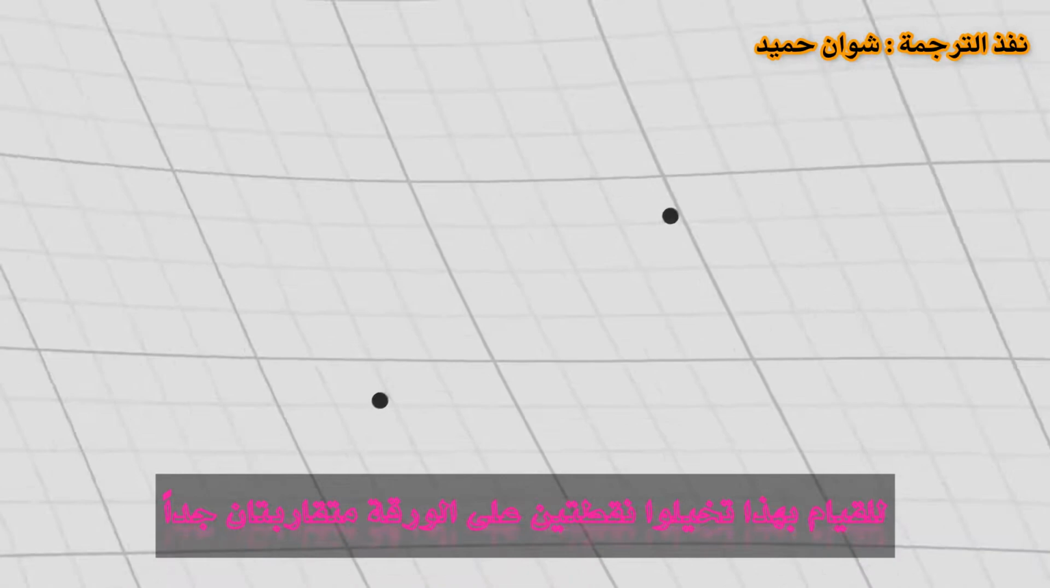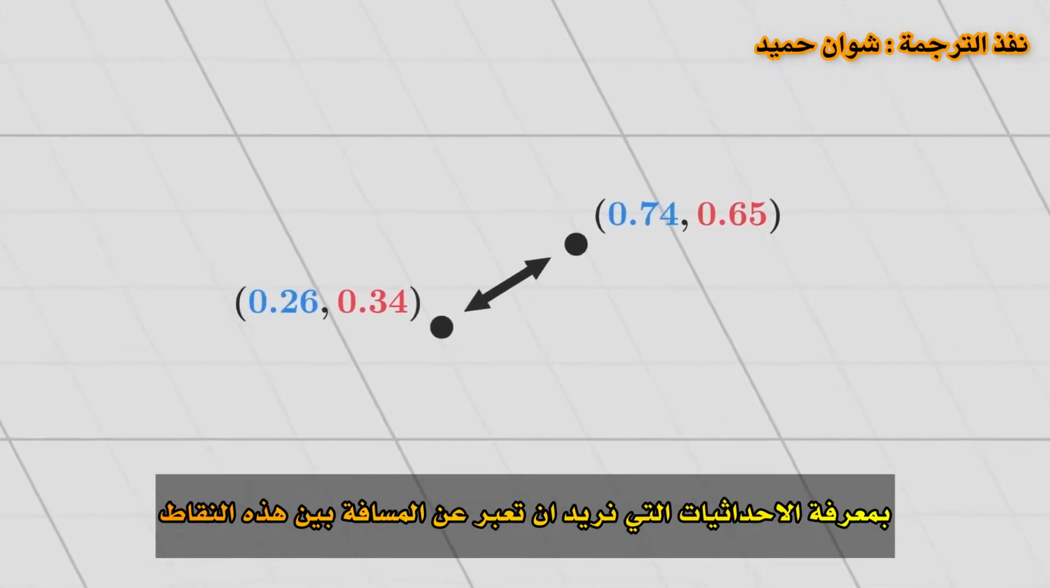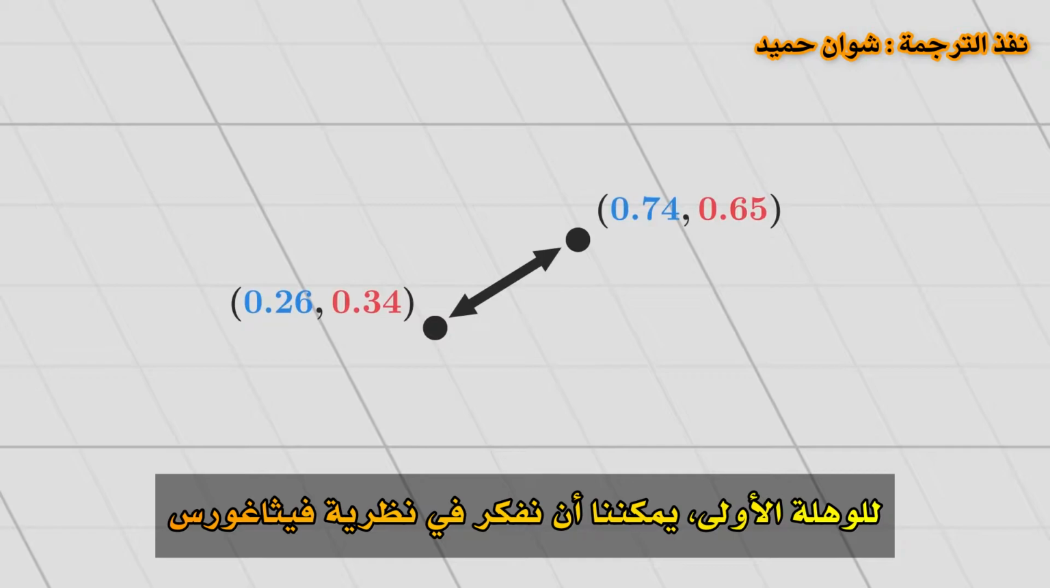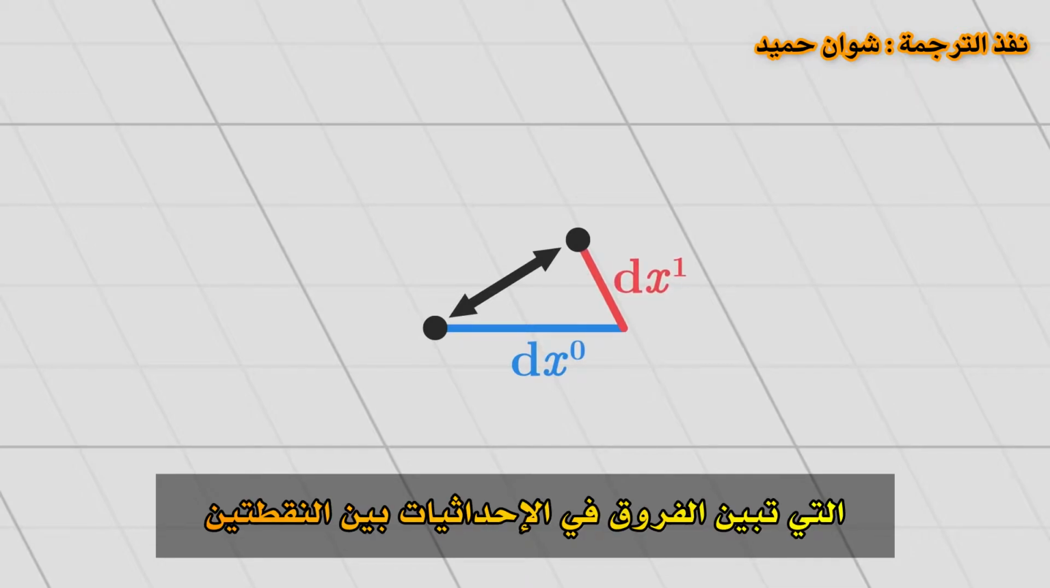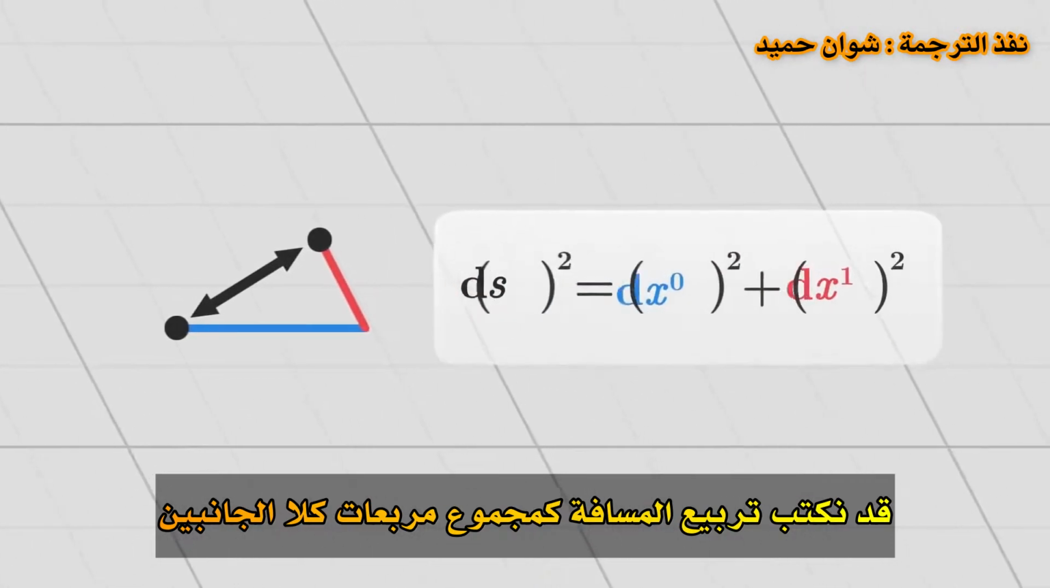To do this, imagine 2 points on the sheet, very close to each other. Knowing their coordinates, we wish to express the distance between these points. At first glance, we could think of the Pythagorean theorem. Calling dx0 and dx1 the differences in coordinates between the 2 points, we might write the square of the distance as the sum of the squares of both sides.